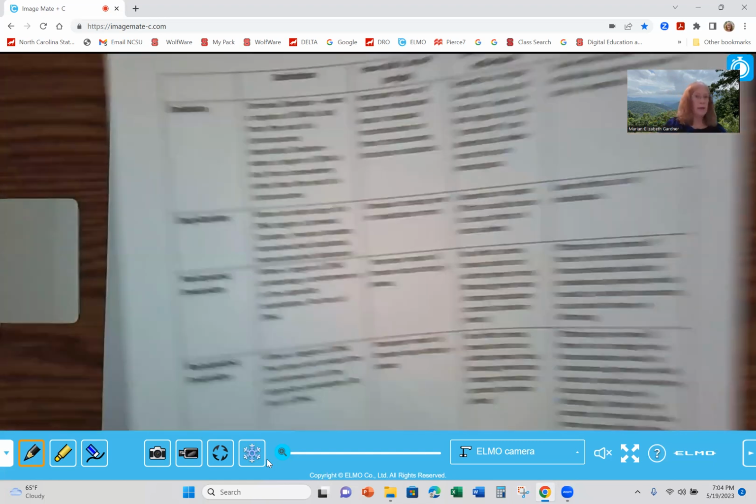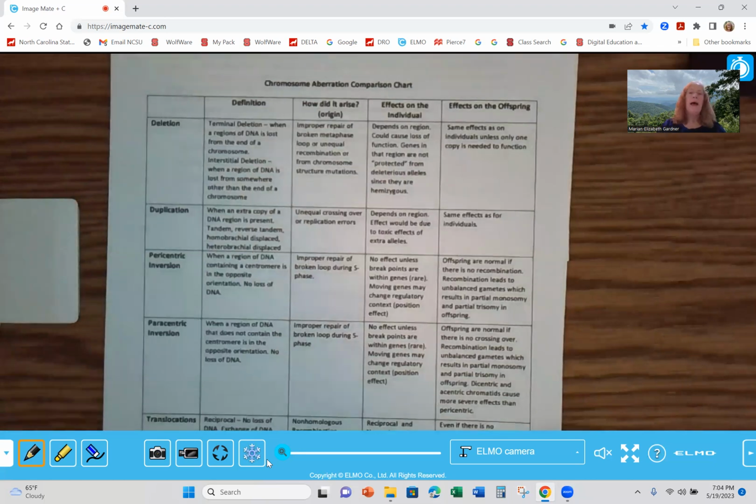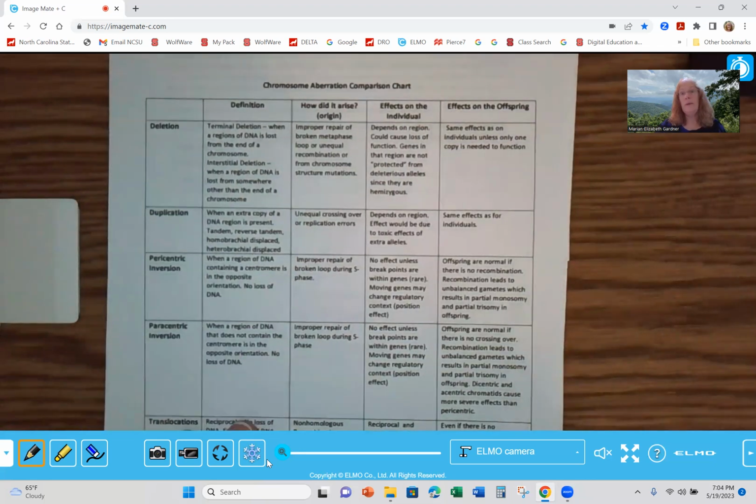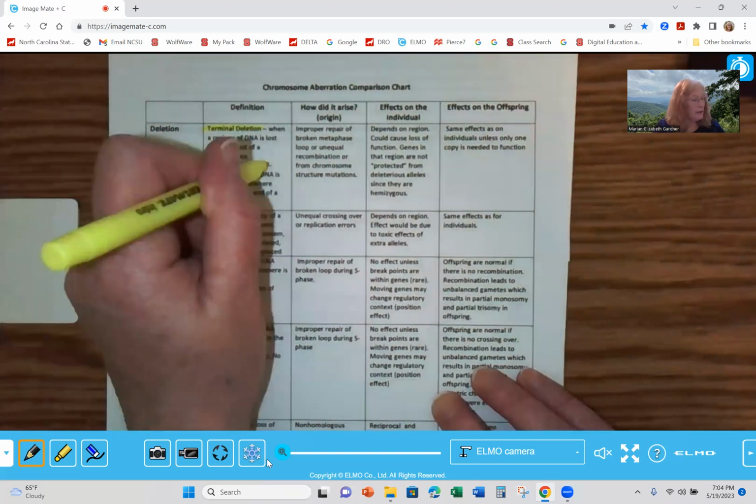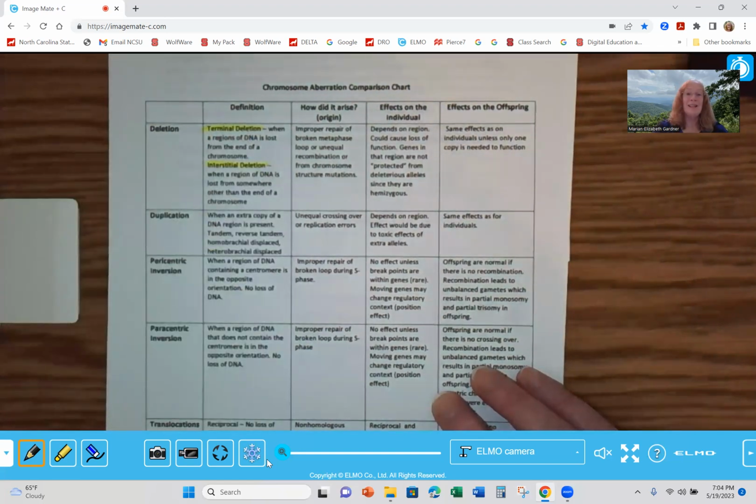There's one more part to this problem set, and I'm not going to go over this because you can read it. You don't need me to read it to you. However, this is actually a really good chart for some of the qualitative information. It does not tell you about all of the different aberration types, so you will want to go back and get some of that. But it does tell you about some of these. And so you have some of the vocabulary that might be important, things like a terminal versus an interstitial deletion. That would be important. Remember, an acentric fragment is the fragment that's lost.